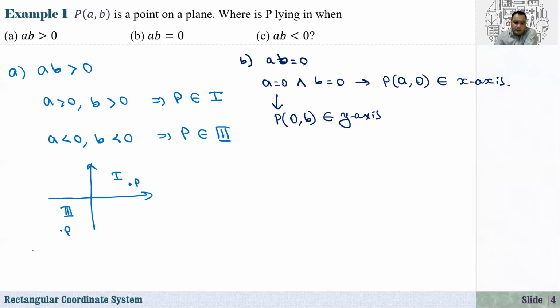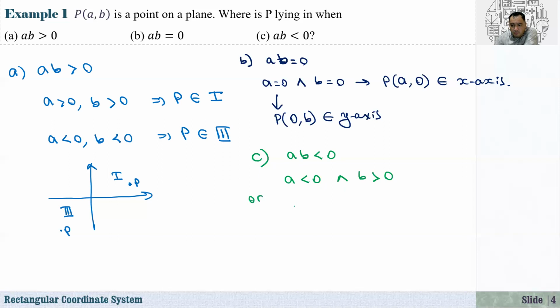Okay. In the third example, the product of the coordinates of these points, right? Let's say this, let me use green. In part C, A times B is less than 0. So that means that A should be less than 0 and B is greater than 0, because if the product of two real numbers is negative, they need to have opposite signs.